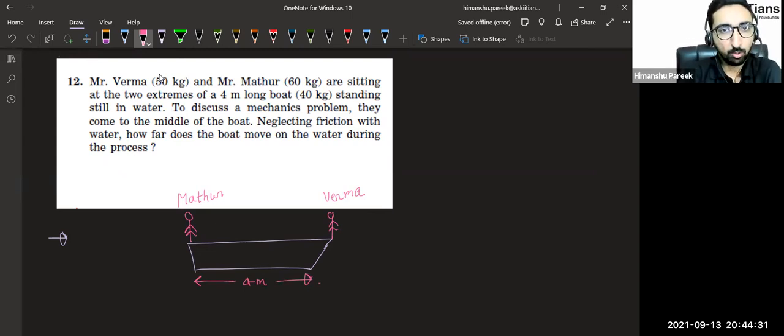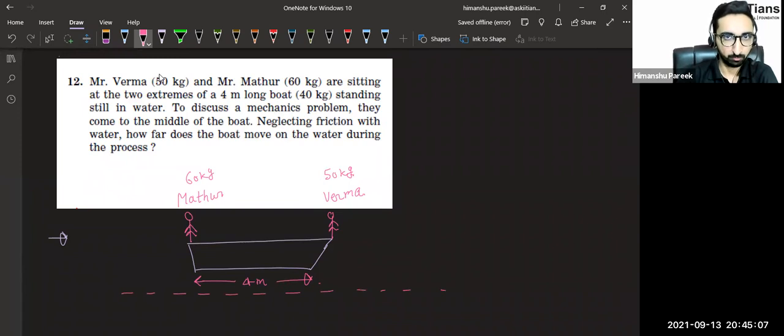And now what we will do, we'll draw the final situation. When Mathur will move towards Verma and Verma will move towards Mathur. Mass is also right here. This is 60 kg and this is 50 kg. So first of all, we'll see one thing. When this 60 kg person will move towards right, and when this 50 kg person will move towards left, in both these situations, they must be exerting some force on the boat. Of course, there is no friction here at the bottom because of the water. They have removed any kind of friction. But as I told you, there has to be some sort of friction between the legs of Mr. Mathur and the boat. Otherwise, they cannot move.